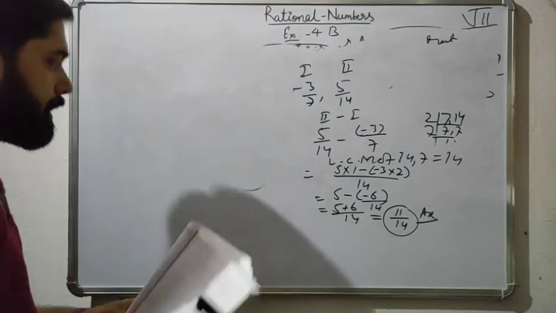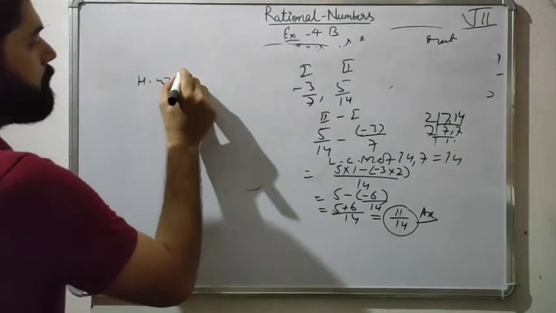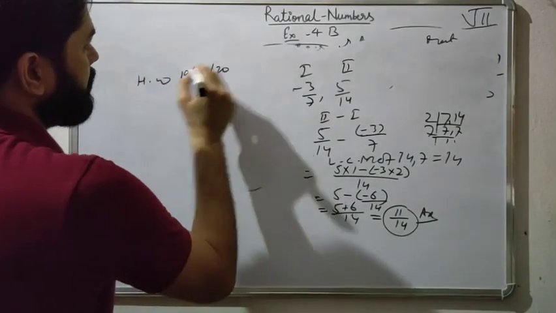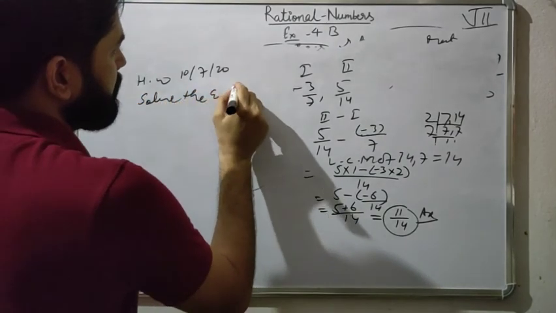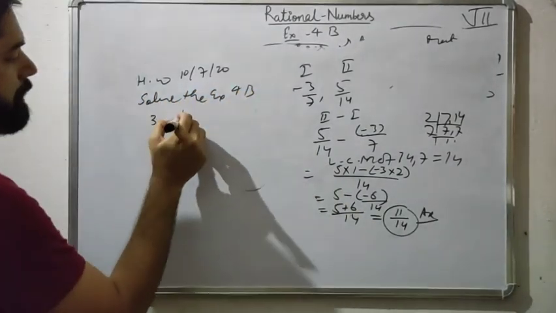Today's homework is SW 10 720. Solve exercise 4B, question number 3 and 4.